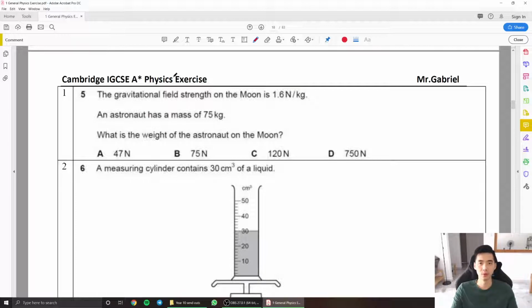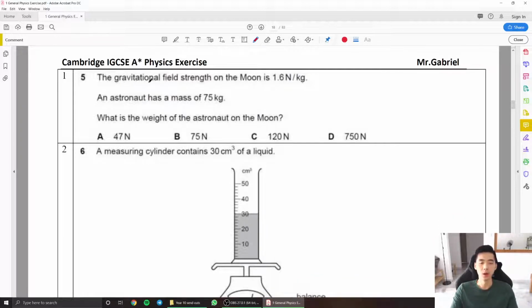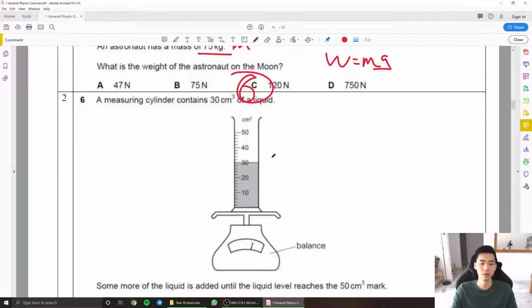Okay, moving on to the next part. The gravitational field strength of the moon is 1.6. The astronaut has a mass of 75. What is the weight on the moon? Very easy. Weight equals mass times gravity. It will be 1.6 times 75, which gives you exactly 120 newtons.